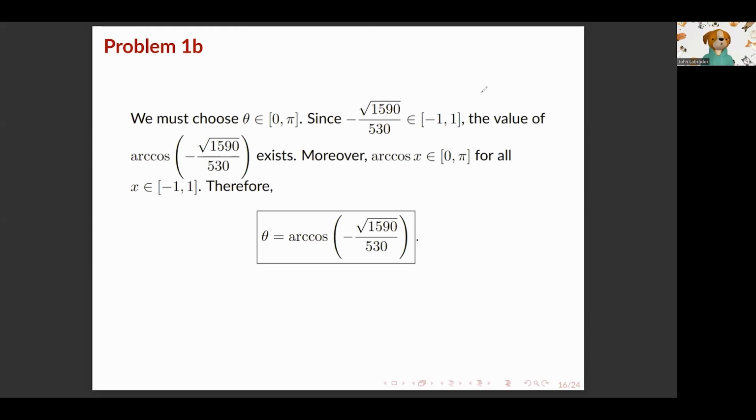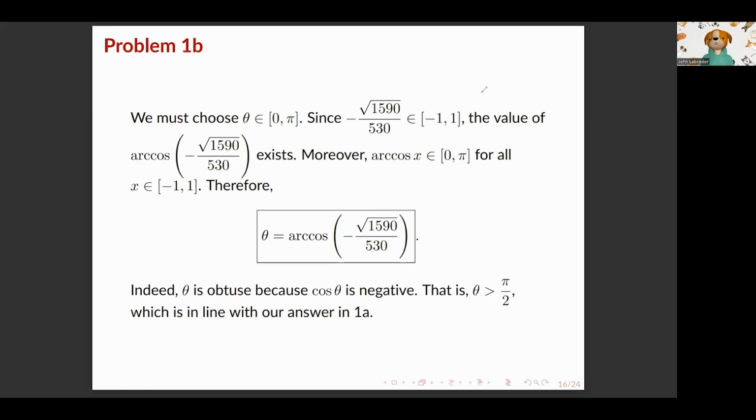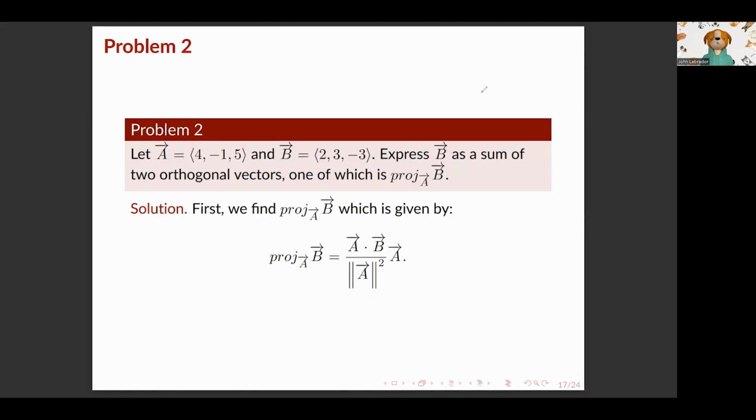If you use a calculator, you can approximately find theta, which is approximately 94.3 degrees. So indeed, theta is obtuse because cosine theta is negative. That is, theta is greater than pi over 2, which is in line with our answer in the first subproblem. Next, we have problem number 2.